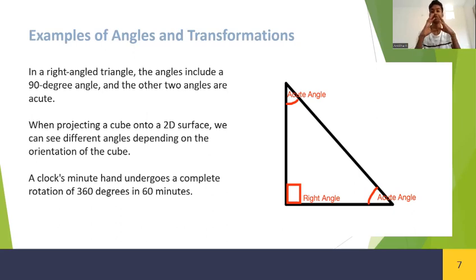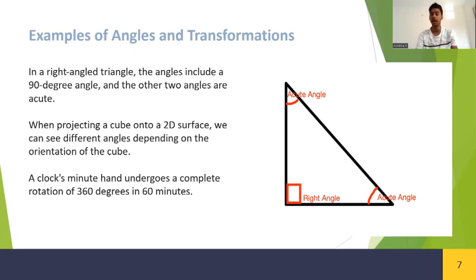When projecting a cube onto a 2D surface, we can see different angles depending upon the orientation of the cube. Consider a cube. When projecting it onto a 2D surface, we see different angles corresponding to its orientation. Now coming to a clock's minute hand, it undergoes a complete rotation of 360 degrees in 60 minutes.